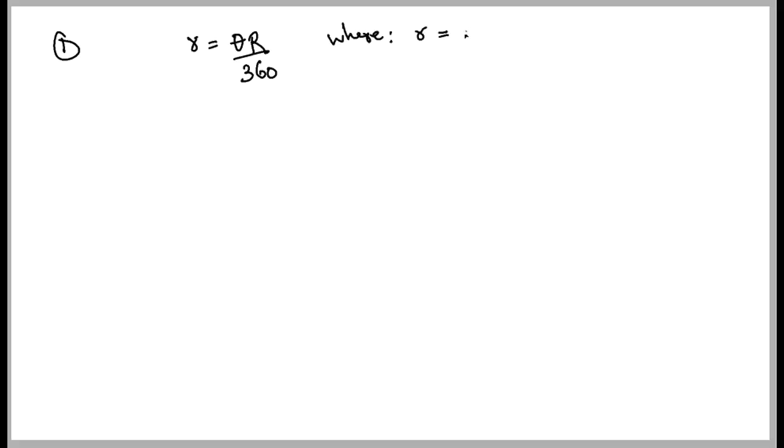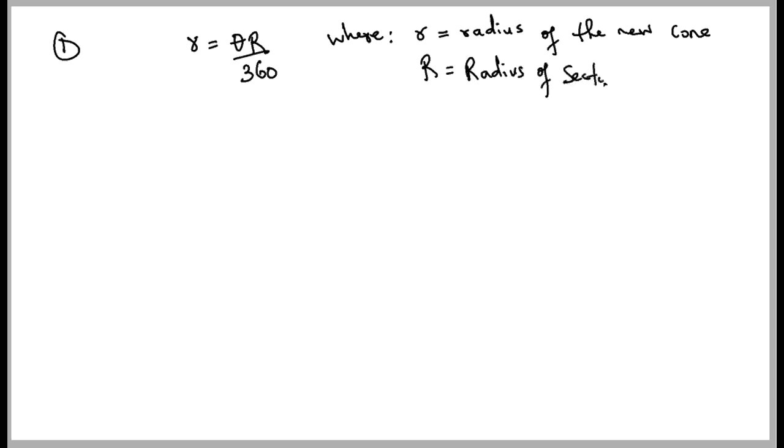Where small r is equal to the radius of the new cone, and big R is the radius of the circle, or the sector, the same thing. So this is a very important relationship.